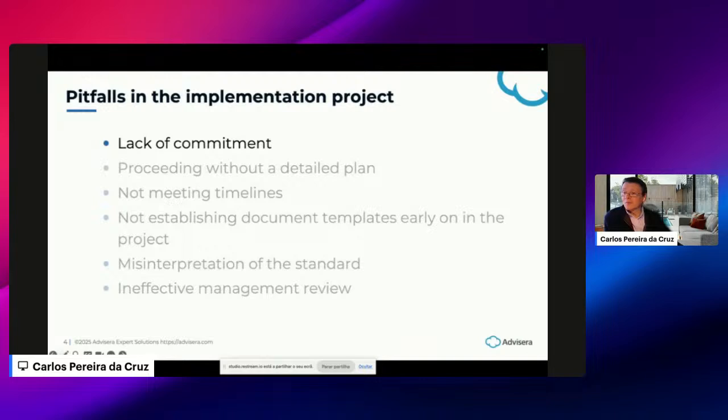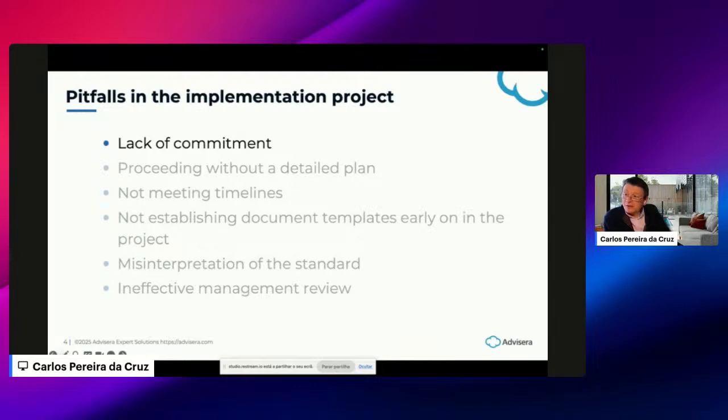So first, pitfalls in the implementation. What are the main pitfalls in the implementation project? Lack of commitment. Not having commitment means there's a lack of support from top management, which leads to insufficient time to show what's important. Every subordinate closely observes their boss's actions. What truly matters isn't just what top management says, but what their actions and priorities show. So if they don't show relevance for this in their agenda, this is not relevant.